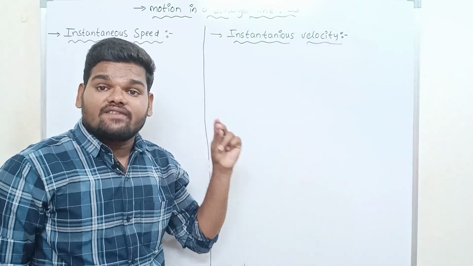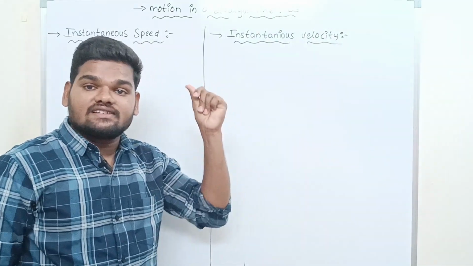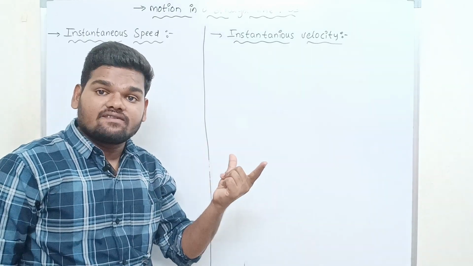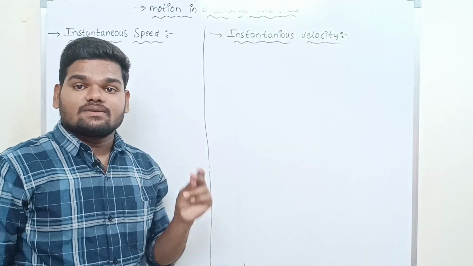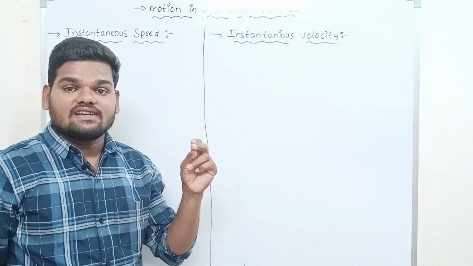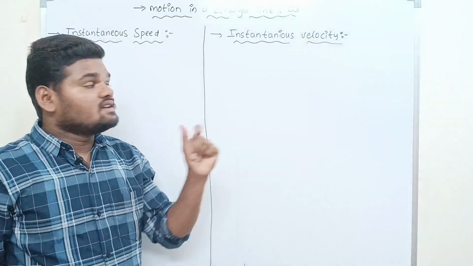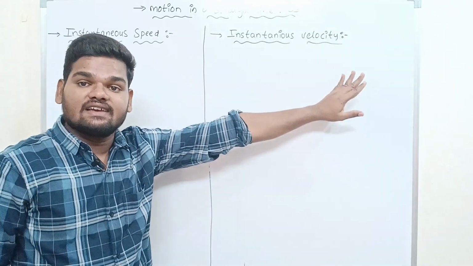Instantaneous velocity is the velocity of the particle at a particular instant of time. What is a particular instant of time? That means t equals 1 second or t equals 3 seconds. I want to find the velocity of the particle at t equals 4 seconds. So that is what is called instantaneous velocity.